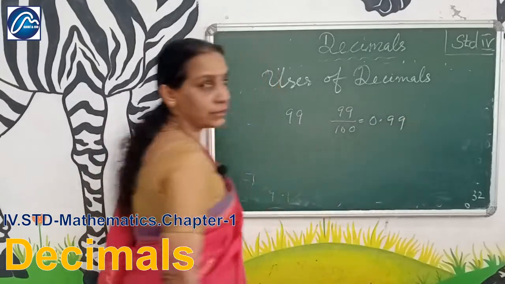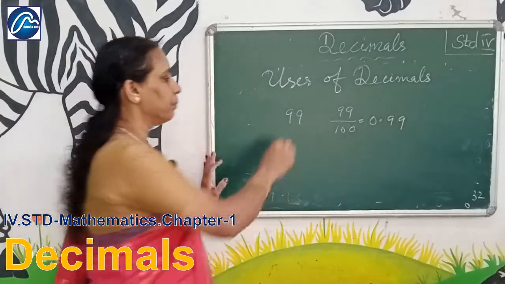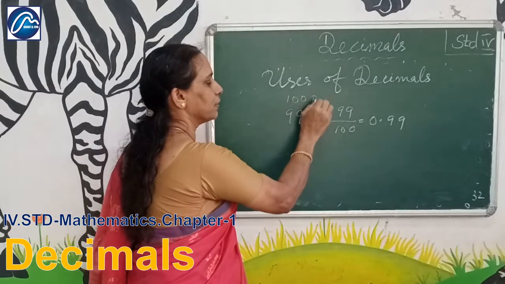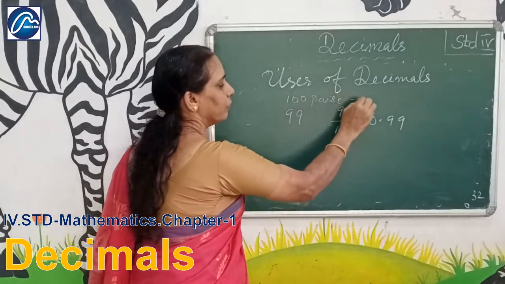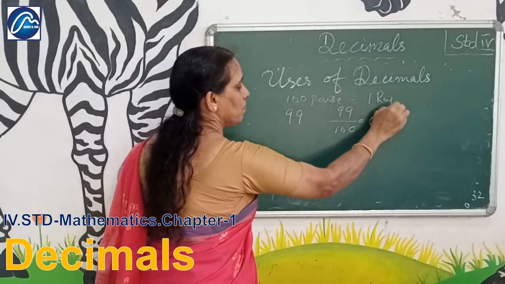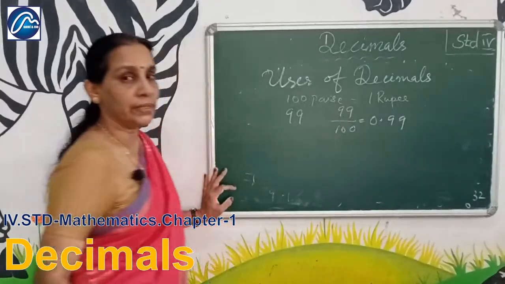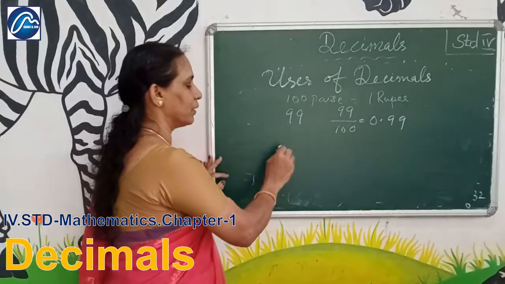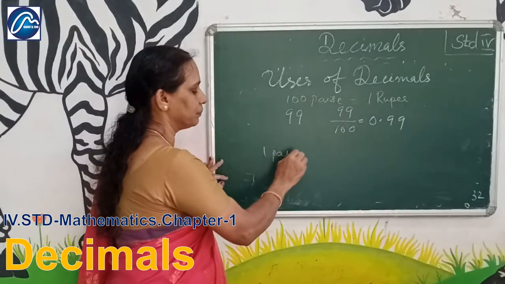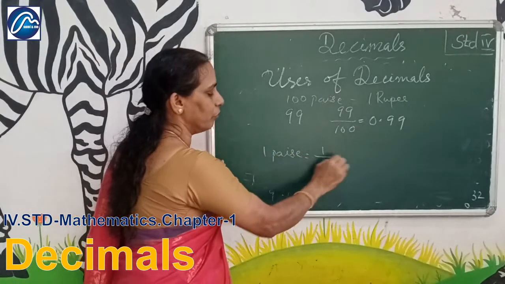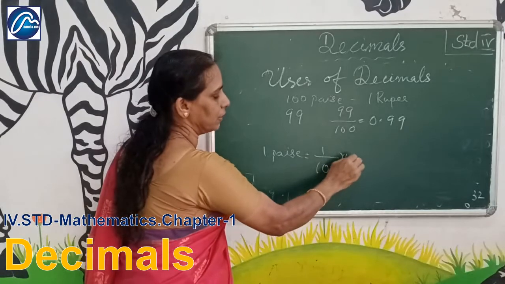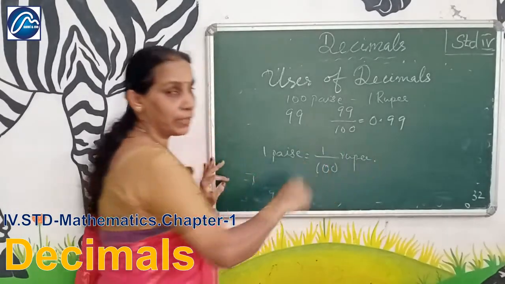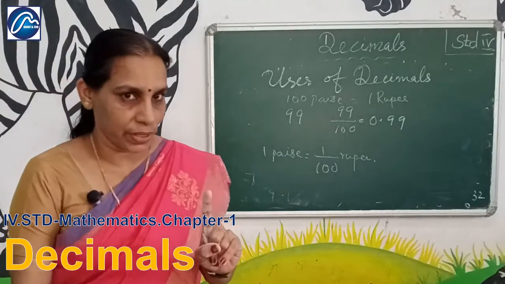0.99, because 100 paise means 1 rupee. 100 paise make 1 rupee. So 1 paise is equal to 1 by 100 rupee.